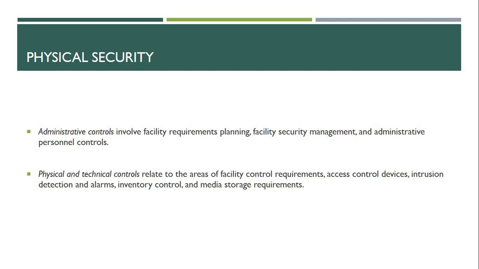Environmental and life safety controls are also required to sustain the personnel's or computer's operating environment. This includes power, fire detection, heating, ventilation, air conditioning, and anything related to environmental and life safety control. Physical and technical controls relate to the areas of facility control requirements, access control devices, intrusion detection and alarm, inventory control, and media storage requirements.